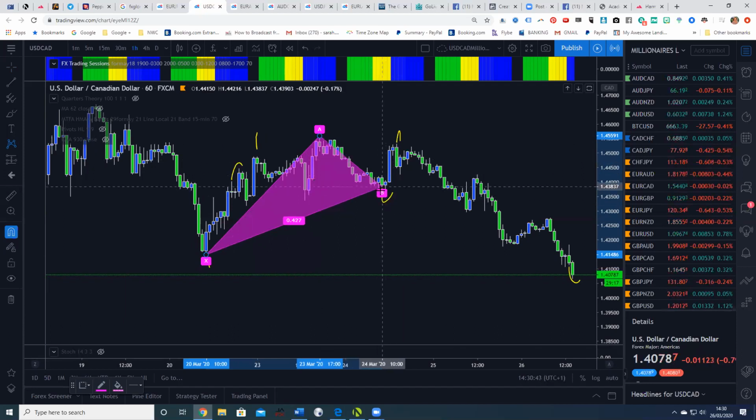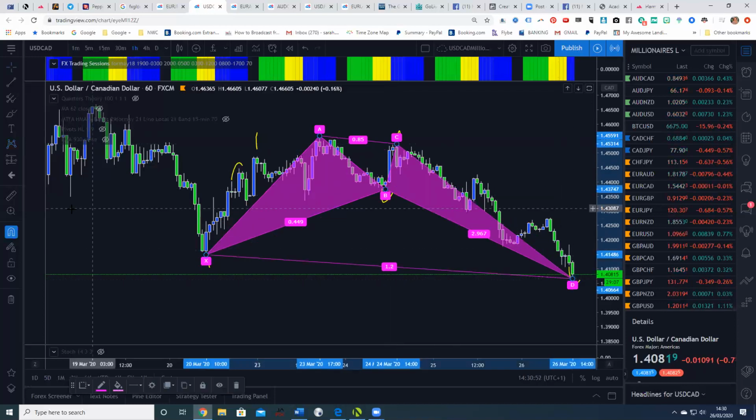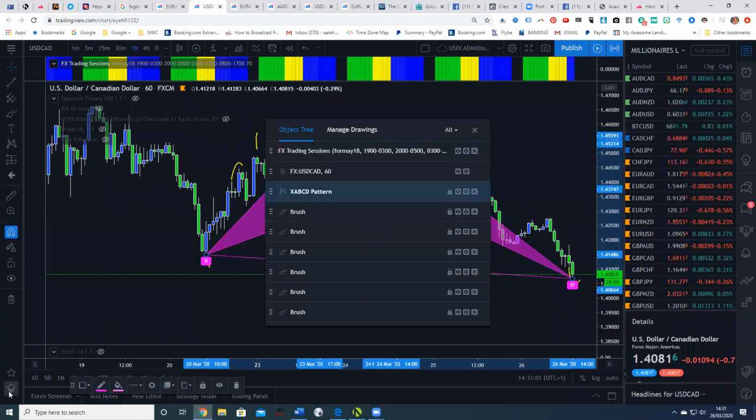The B point is at 11. So that's that one that we've marked. There's the C point. Click once again and then down to the D. So that magnet will make sure that it sucks onto the end of the wicks. You want it exactly on. It has to be accurate. Now come back to your object box, bottom left, and just tidy up because you don't need those brush marks anymore.